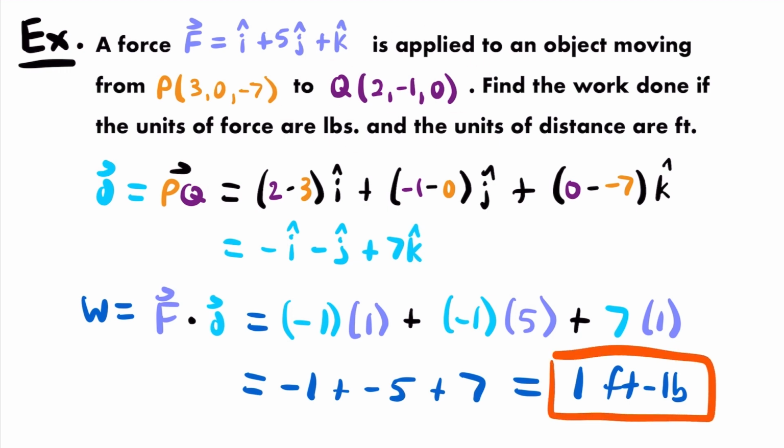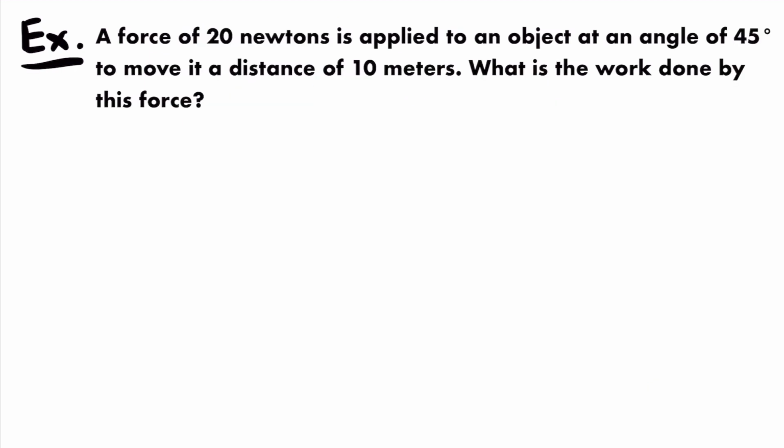Let's take a look at a different example. Okay, so next up we have a force of 20 newtons applied to an object at an angle of 45 degrees to move it a distance of 10 meters. What is the work done by this force? So this is a different example than what we've looked at so far. In this case, we aren't explicitly given any vectors, but we will be able to use vectors to represent this scenario.